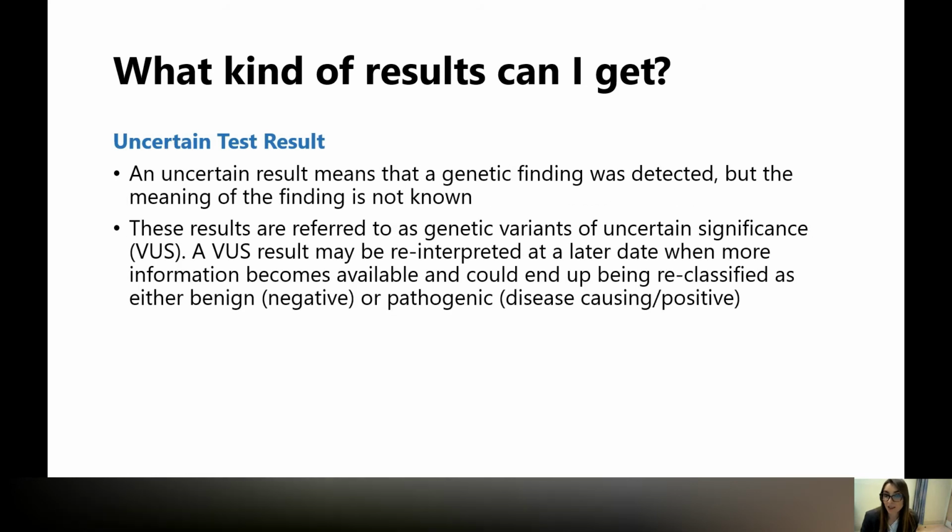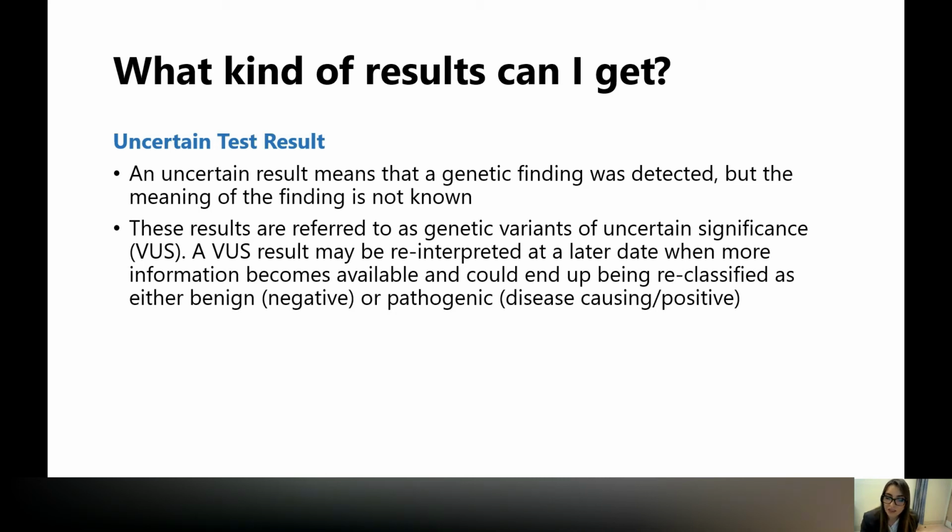You can also get a result that's called uncertain, which is quite frustrating because an uncertain diagnosis actually means something was found. So a genetic finding was detected, but the meaning of that is not yet understood. So what does that mean? It means they found a mutated part of the gene, like a variant, but they don't know how that plays a role in that individual's disease.